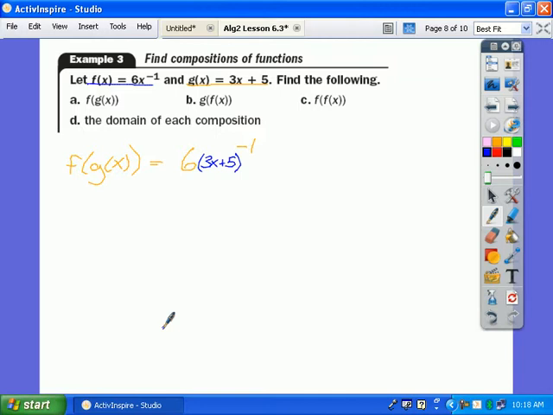I want you to see the composition process a little bit more. So for the next one, they give us g of f of x. And so what we do is we write out function g, 3x plus 5. Everywhere there's an x in function g, I'm going to replace it now with the other function, function f. So we'll erase this out. And here we get 6x to negative first.